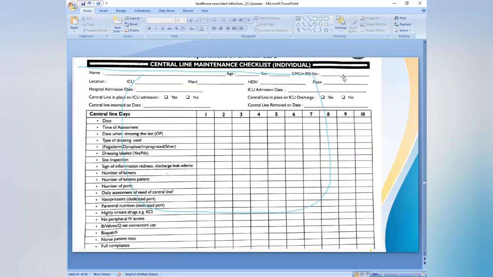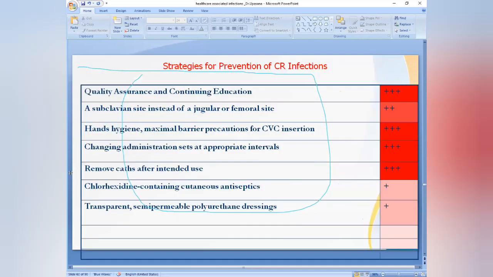This is the central line maintenance checklist individually. When it was placed, date of insertion, eventually when it will be removed, ICU se discharge hua hai, ICU mein admission kab hua hai. So what are these, on the scale of 10, you have to rank it. So what are the strategies for prevention of central catheter related or central line associated infections? Quality assurance and continuous education, how do you ensure it? So continuously teaching or training of your staff personnel, healthcare associated infections ke liye update karte rahe.